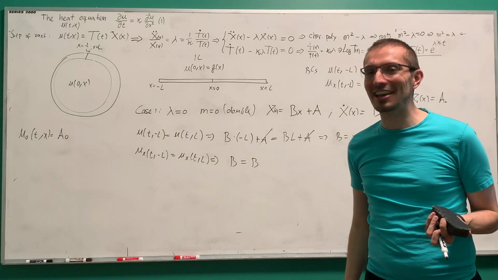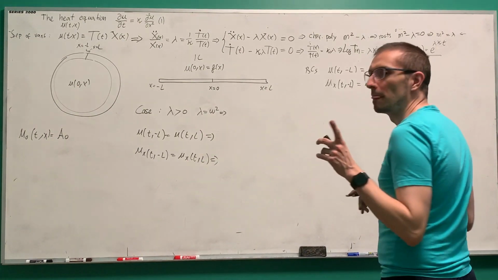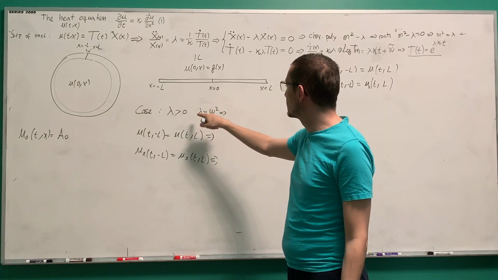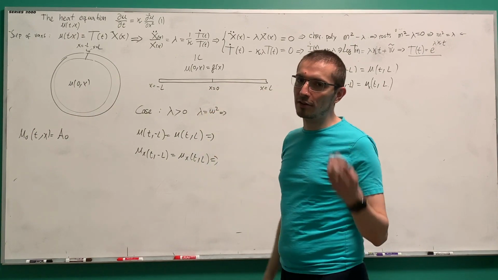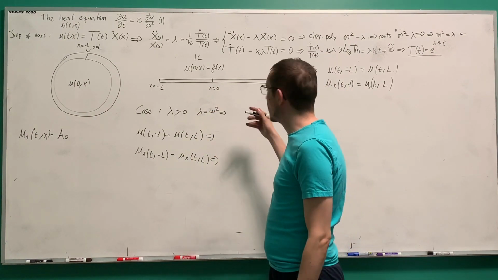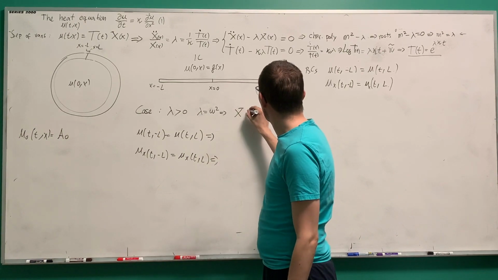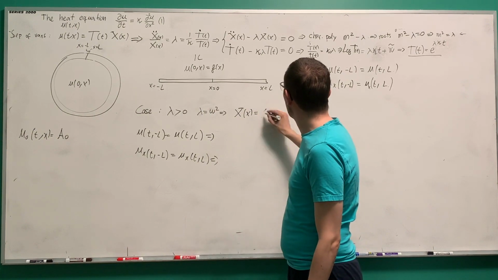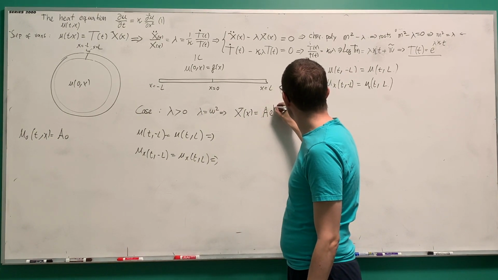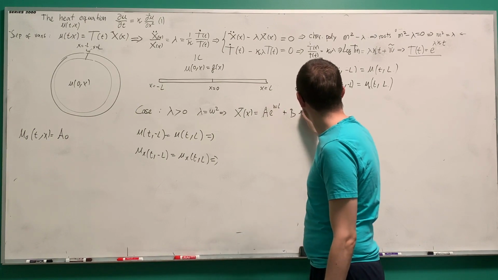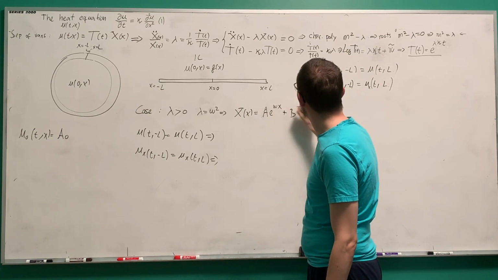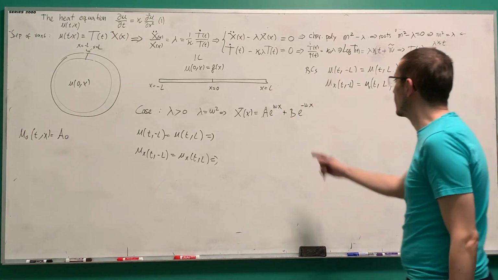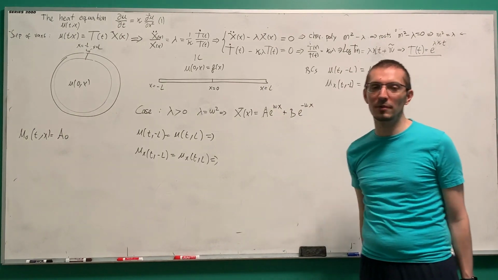All right, let's see case 2. We remember that when lambda is larger than 0, then we call lambda omega squared, and there are two real roots, plus or minus omega. When that's the case, we remember that the solution is of the form X of x equal to a e to the omega x plus b e to the minus omega x. The positive exponential with the first eigenvalue plus omega, the second eigenvalue minus omega.